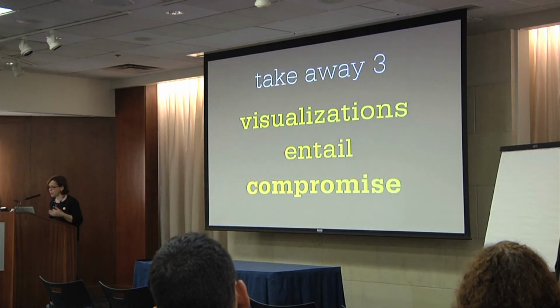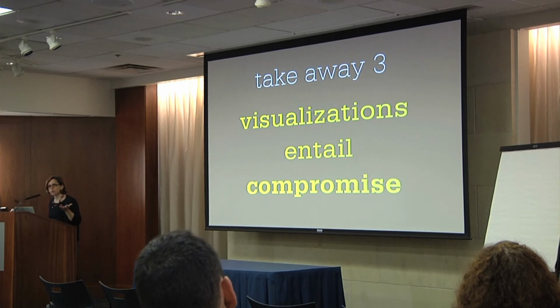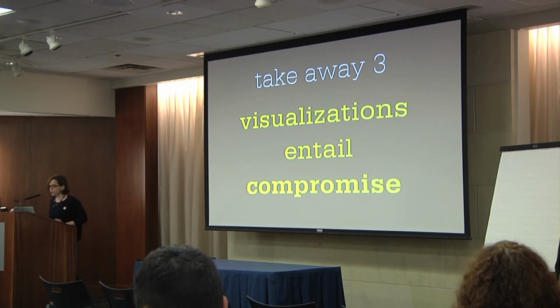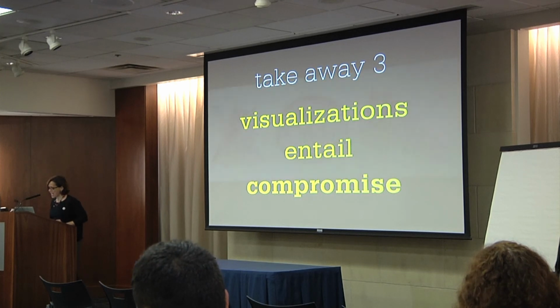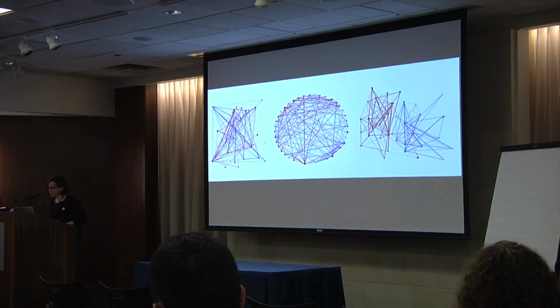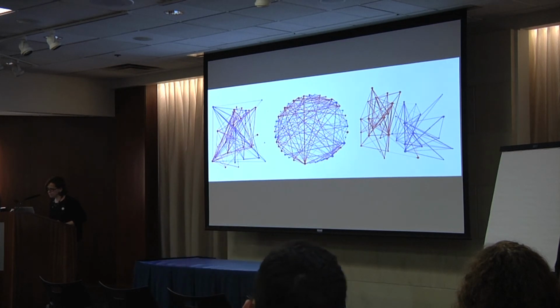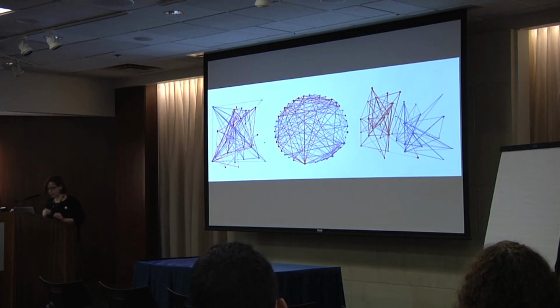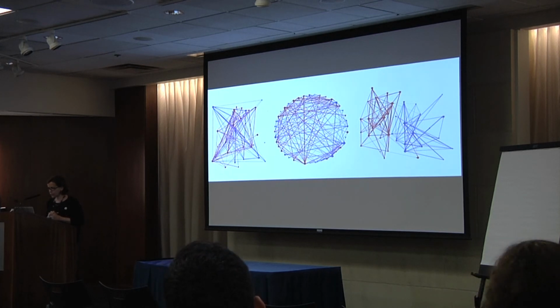So the third takeaway is that visualizations entail compromise, and we need to be okay with that. And the last point is basically also some problems of the representations themselves, right? Some constraints and some limitations of the representations, and how we go about selecting them and interpreting them.